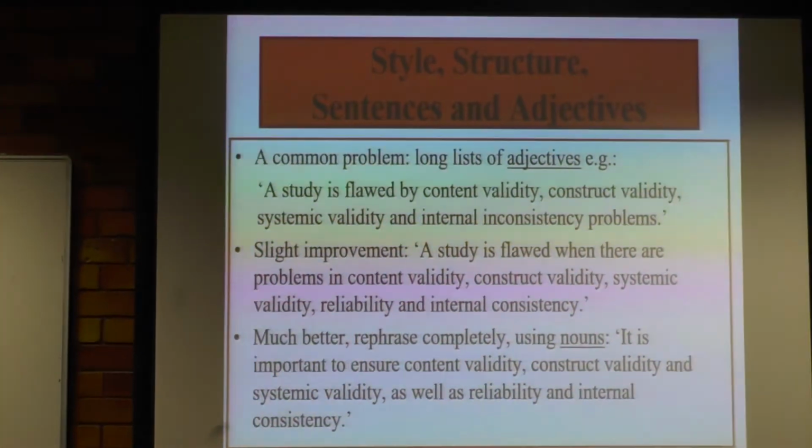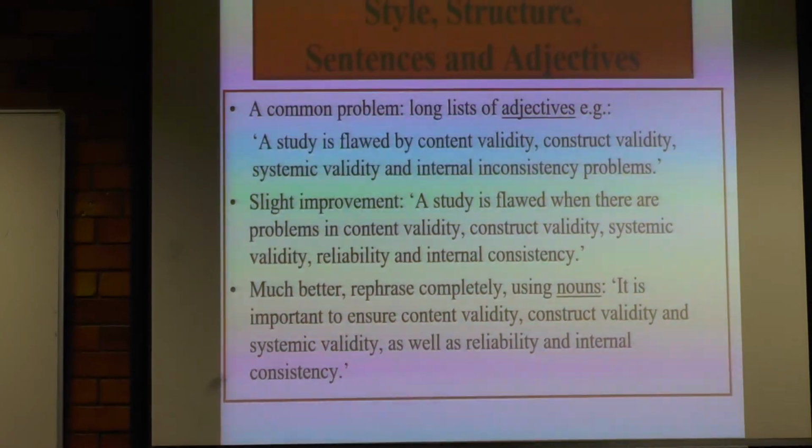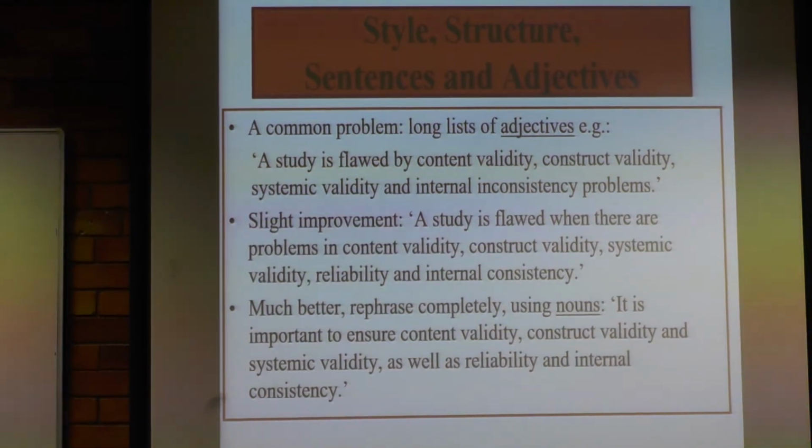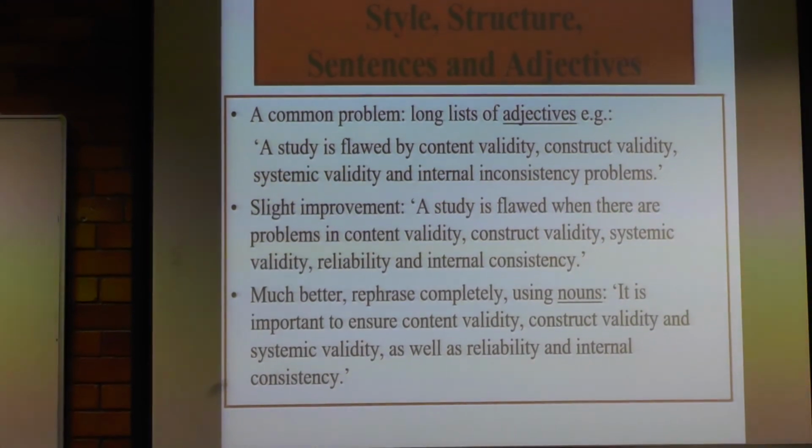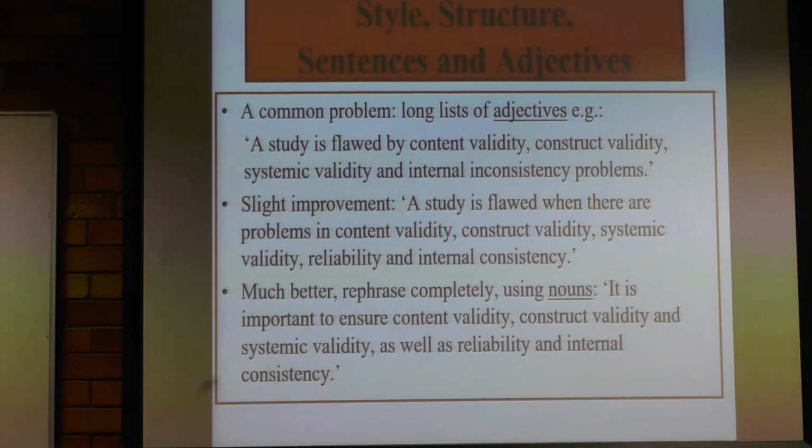So avoid that. Another common problem is a long list of adjectives. Here is a sentence. A study is flawed by content validity, construct validity, systemic validity, and internal consistency problems. Those are all the kind of problems, but it makes your head spin. Look at the second bullet. Improved. A study is flawed when there are problems in content validity, construct validity, systemic validity, and so on. You get the idea. They don't have to be a long list of adjectives. Just turn your sentence around.